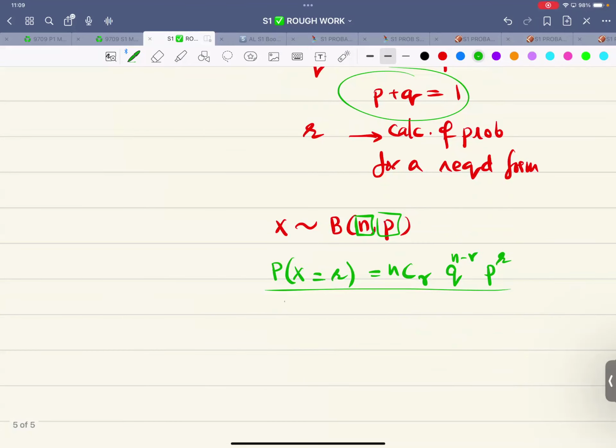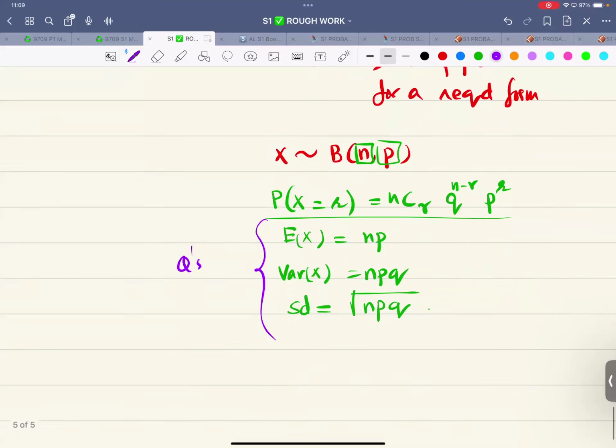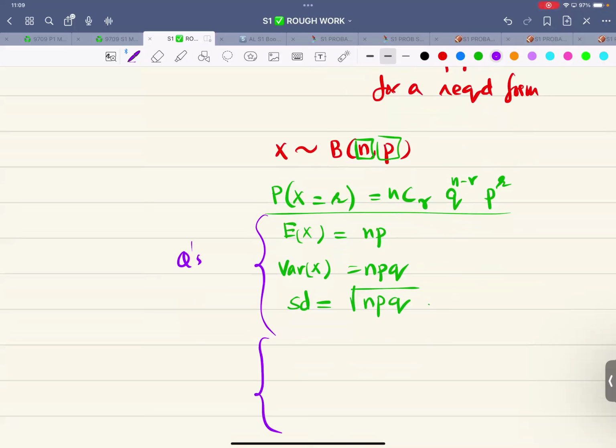We also have the knowledge that expectation of X is NP. We also know that variance of X is NPQ. We know that standard deviation is the square root of variance, hence the square root of NPQ. Now, there could be some standalone simultaneous type questions based upon these formulas. We can use them, and we do use them for normal approximation to binomial.